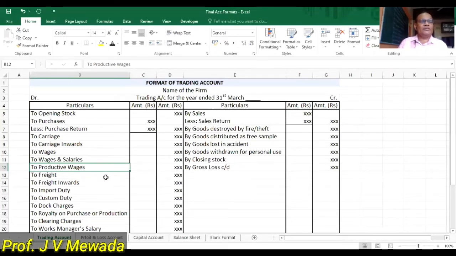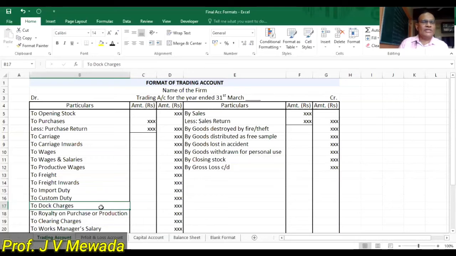Then, as we saw carriage, we have freight. Freight is also a carriage expense, but it is for water and air transport. Freight inward and carriage on freight, these three items are one and the same. We pay this freight for purchase of goods or for import of goods. Now we have import duty. Import duty and custom duty, both these duties are considered as direct expenses and are charged to trading account.